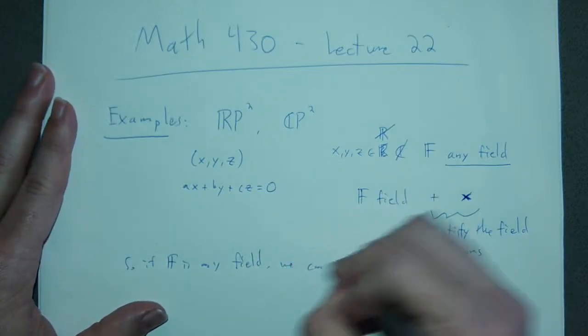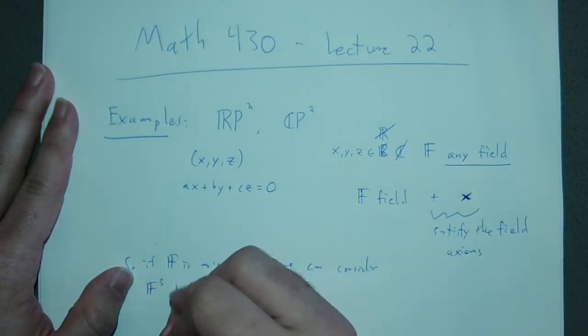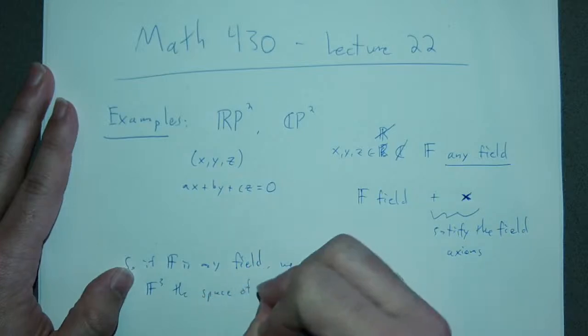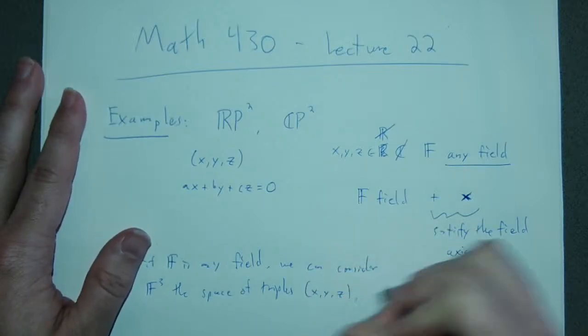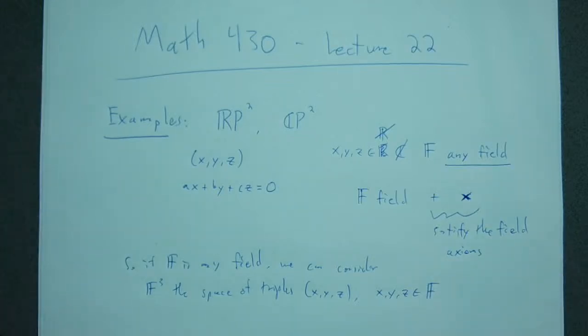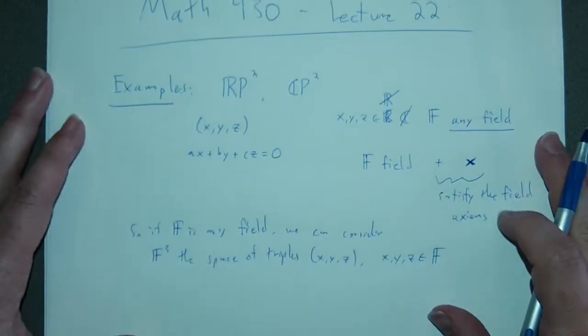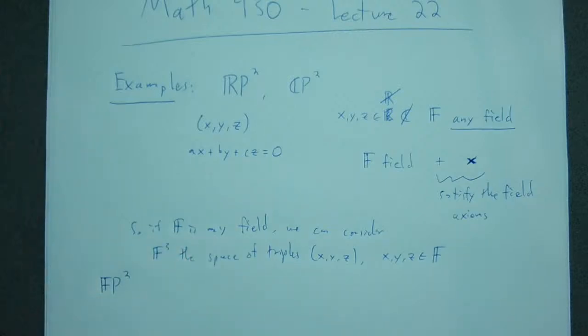we can consider F3, the space of triples, say XYZ, with X, Y, and Z all in my field F. And thus we can define homogeneous coordinates, right? We have a notion of multiplying in a field. We have notions of adding in a field. We can actually define homogeneous coordinates. And using that, of course, we can define FP2, where F is any field.